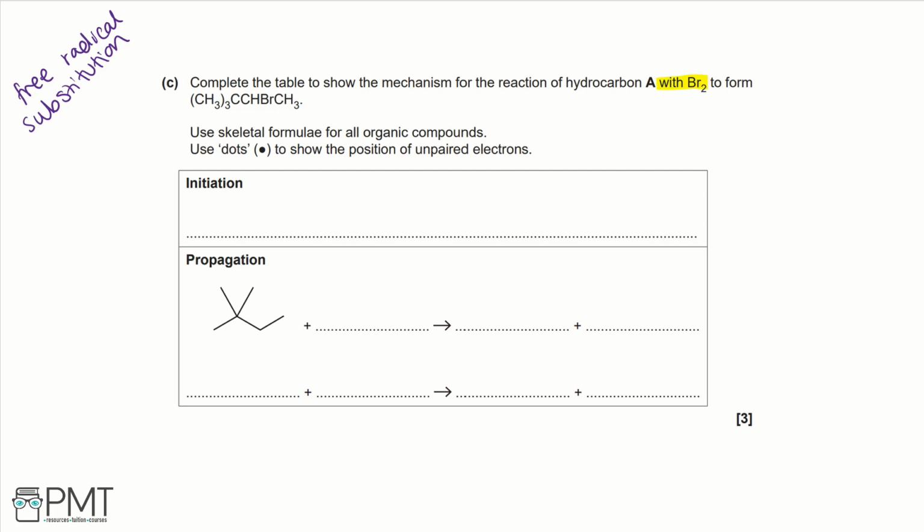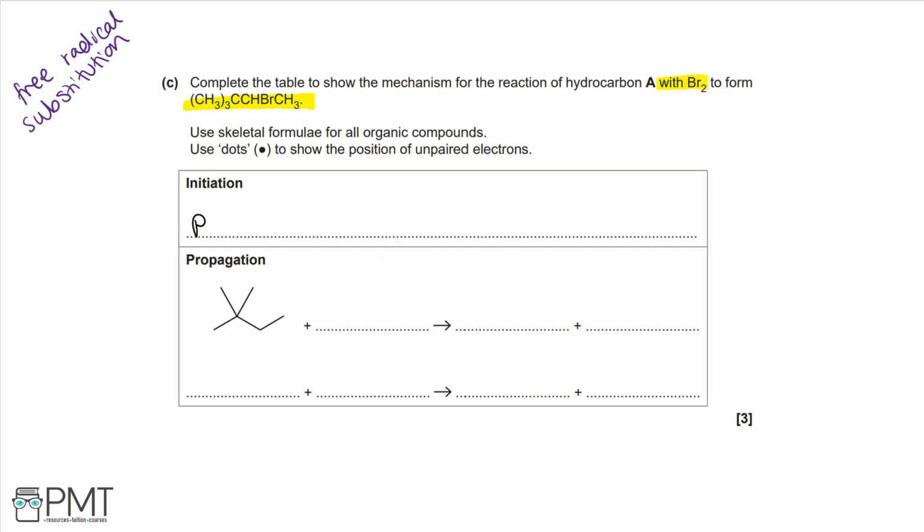Now, at the end of this, we're supposed to form this product. So we need to double check that we've done it right if we do form this product. So free radical substitution consists of 3 steps or 3 stages: initiation, propagation, and termination. Here we're only asked to show initiation and propagation. So initiation is when you form your radicals.